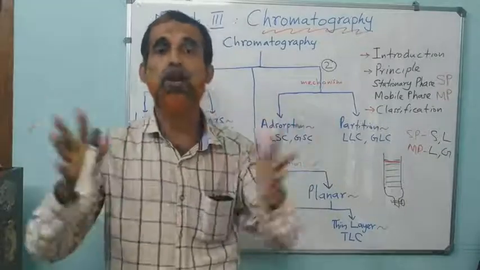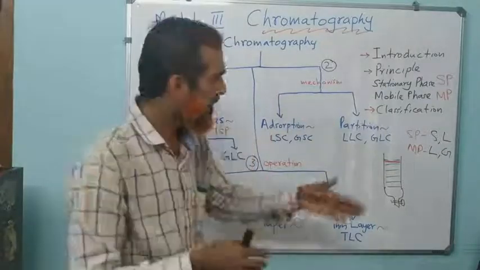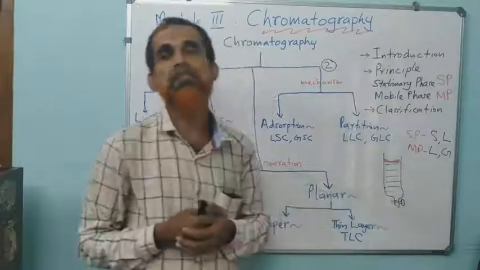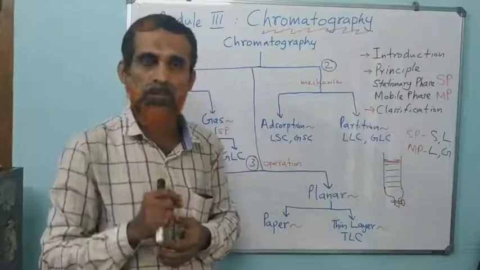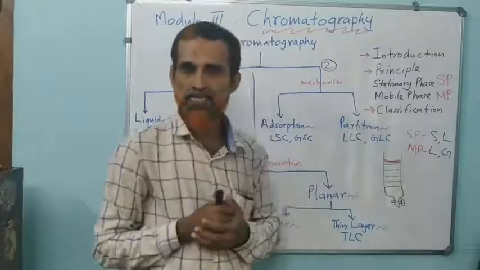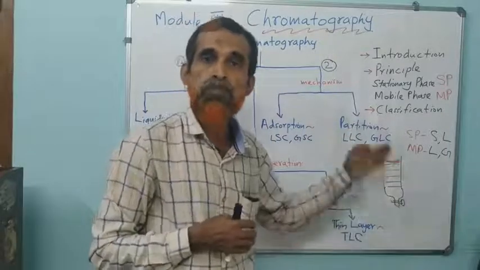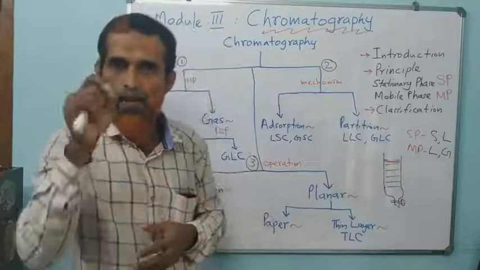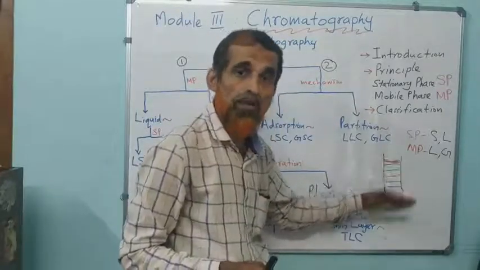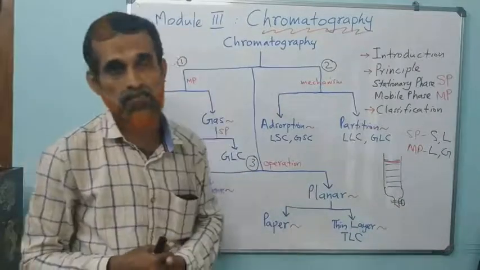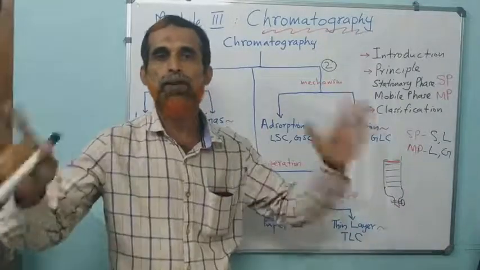Differential distribution of components in a mixture between two immiscible phases, stationary phase and mobile phase. The component which is strongly held will move slower and comes last. The component which is loosely interacting will move faster and comes first. That way the components get separated.